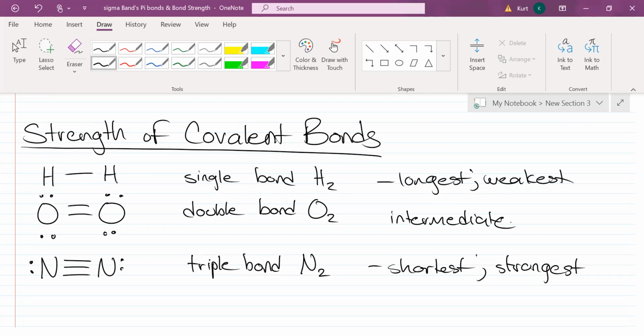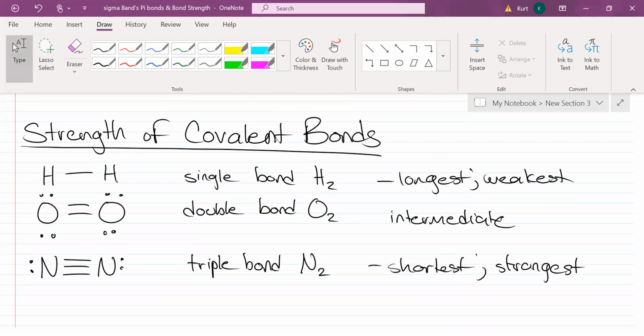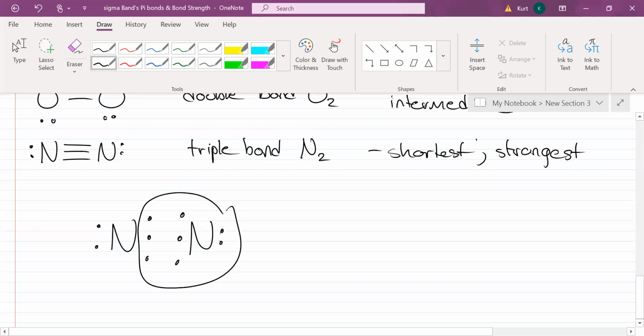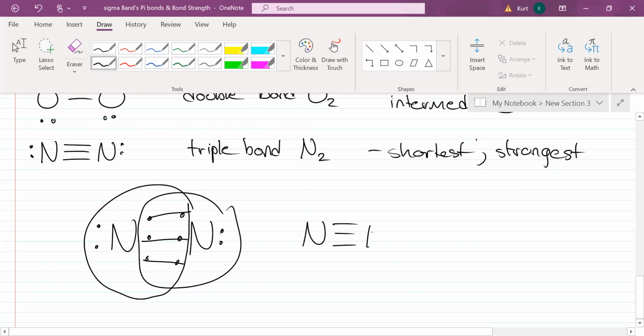Yes, Carson? I'm confused why the nitrogen is a triple bond. If you have nitrogen here, how many valence electrons does nitrogen have? 5. 1, 2, 3, 4, 5. You have another nitrogen. 1, 2, 3, 4, 5. How many valence electrons does that nitrogen have now? How about the other one? What electrons are they sharing? The 3 in the middle from each one. So that forms a triple bond.